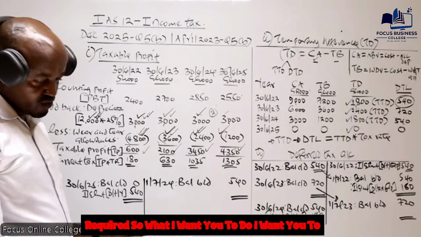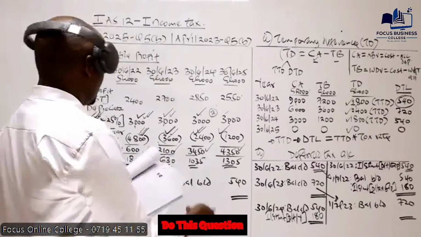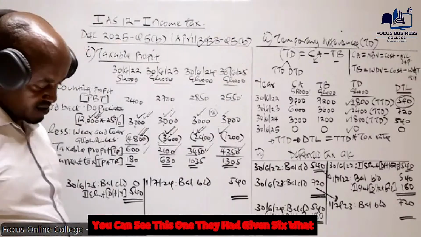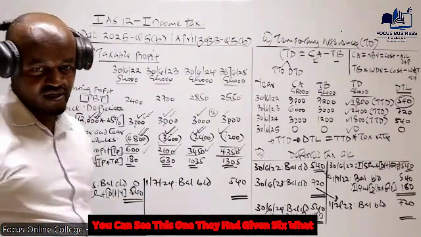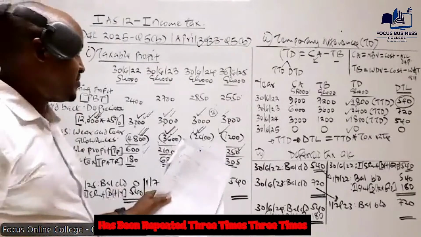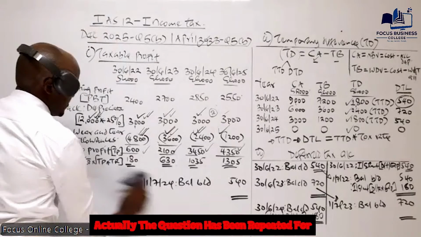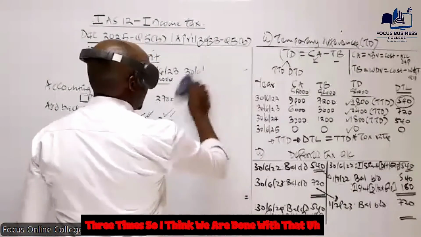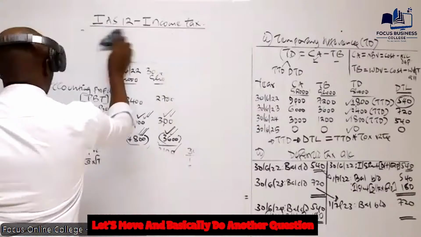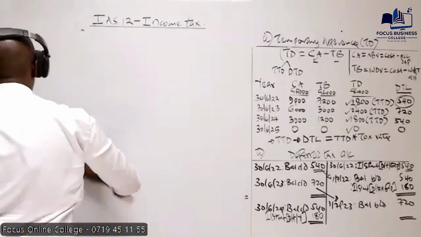What I want you to do is this question, though the two questions were just the same. Although this one, they had given 8 marks, and this one, they had given 6 marks. But generally, that is what was required. This question has been repeated 3 times. So I think we are done with that question. Let's move and do another question.